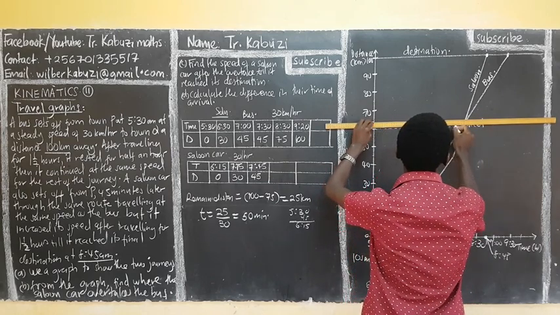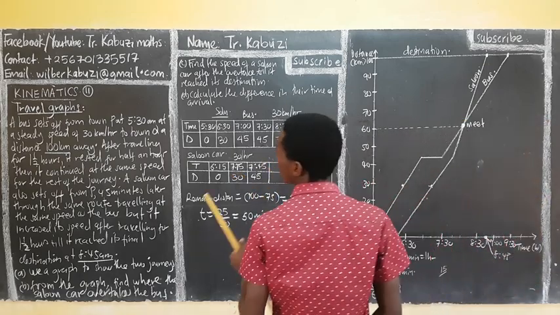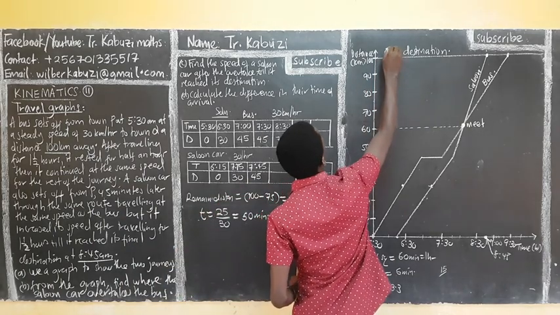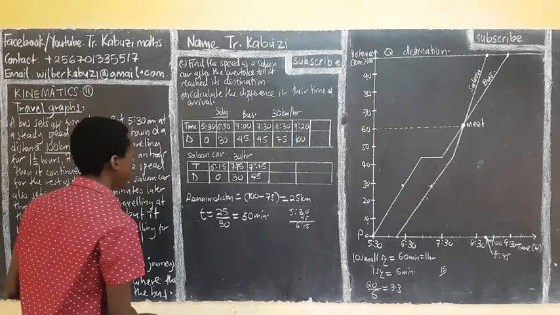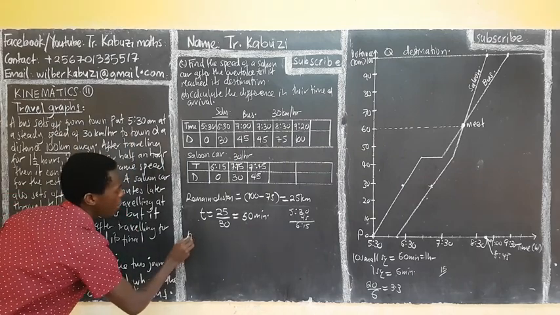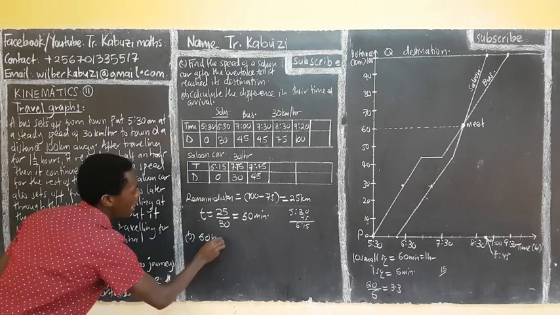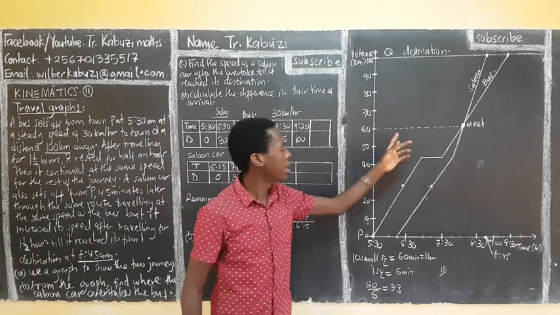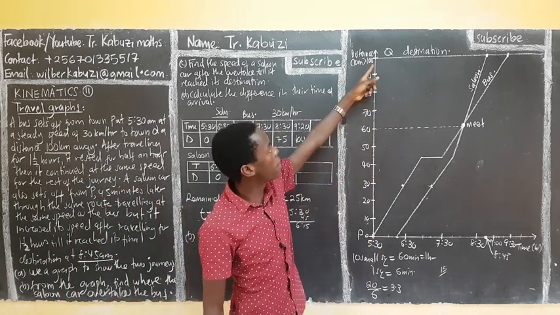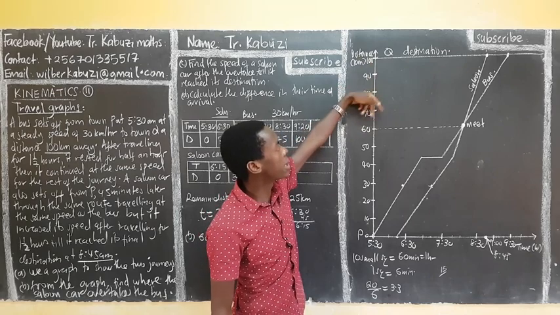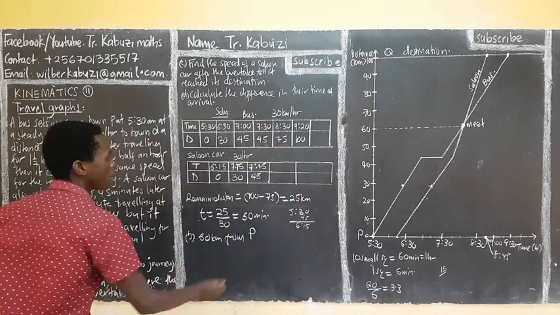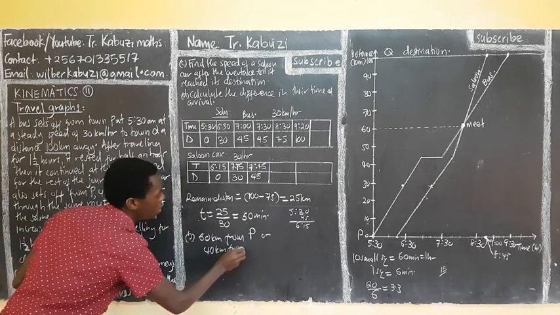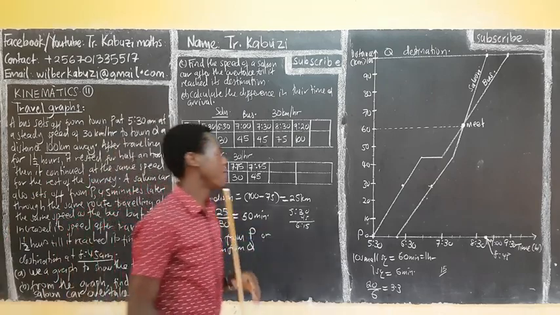So it's overtaking it at 60 kilometers from P. This is our town P. This is our town Q. So if I answer part B, it's going to be 60 kilometers from P. Or if you want from Q, it will be from here to here, so that it is 40 kilometers from Q. That's the difference.